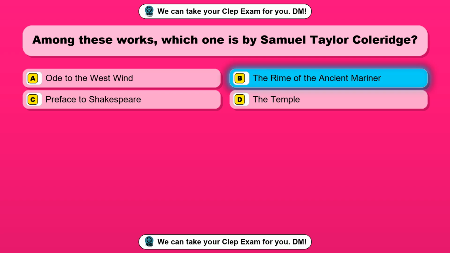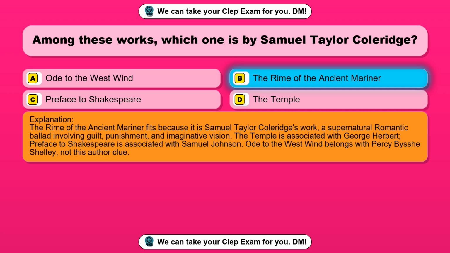The Rime of the Ancient Mariner. The Rime of the Ancient Mariner fits because it is Samuel Taylor Coleridge's work, a supernatural romantic ballad involving guilt, punishment, and imaginative vision. The Temple is associated with George Herbert. Preface to Shakespeare is associated with Samuel Johnson. Ode to the West Wind belongs with Percy Bysshe Shelley, not this author clue.